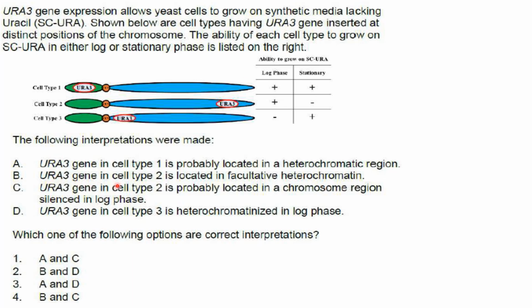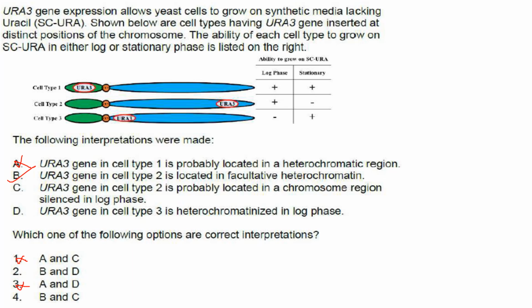So it is naturally in the euchromatin region. Then URA3 gene in cell type 2 is located in facultative heterochromatin. That could be because at log phase it is expressing, but at stationary phase it is not expressing. So facultative heterochromatin, I told you, can switch between the active and the inactive state depending on the cellular condition. So here it is based on the log phase and stationary phase. At log phase it is switching to the active form, and at stationary phase it is switching to the inactive form. So it is facultative heterochromatin. So B is correct. So wherever B comes, your answer is right. So wherever A comes, that option is not correct. Okay, 2 and 4 have B.